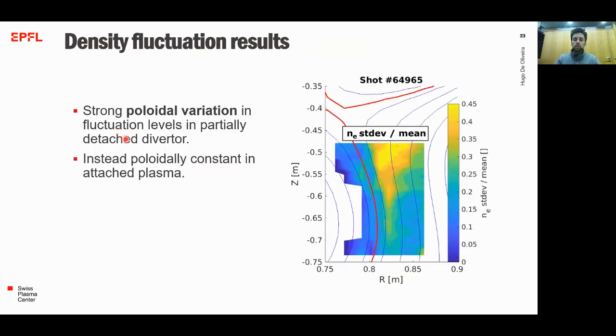Another quantity which is interesting is the fluctuation of density. Since we make acquisition in the megahertz range, we are able to resolve the turbulence time scale, and we are able to plot the fluctuation level, such as the standard deviation of density divided by the mean density. You can see here that in a detached divertor, the fluctuation levels are much higher near the top of the plunge and are a strong function of the poloidal position. In an attached plasma, this was not the case, where fluctuation levels were constant poloidally.